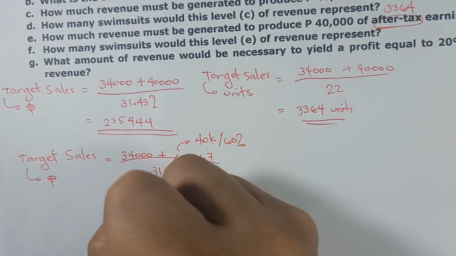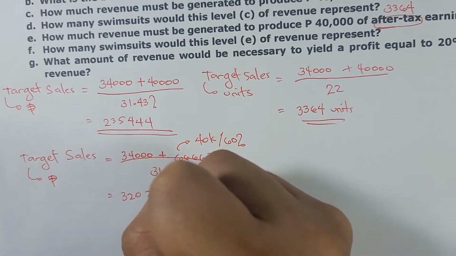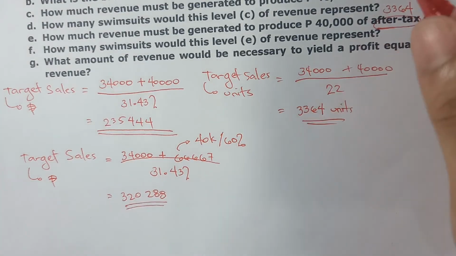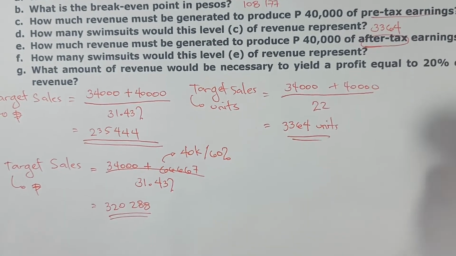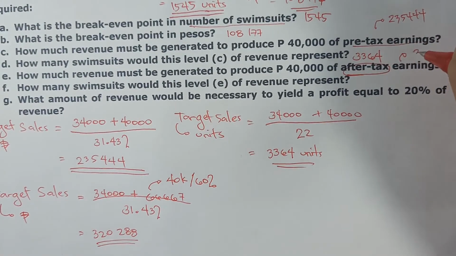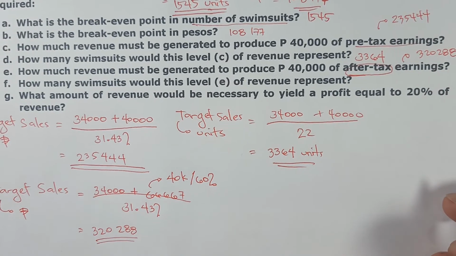So, 320,288 will be our final answer. Right? So, requirement letter Echo. Once again, requirement letter Echo. Lalagay ko dito, arrow, then 320,288 is our final answer.